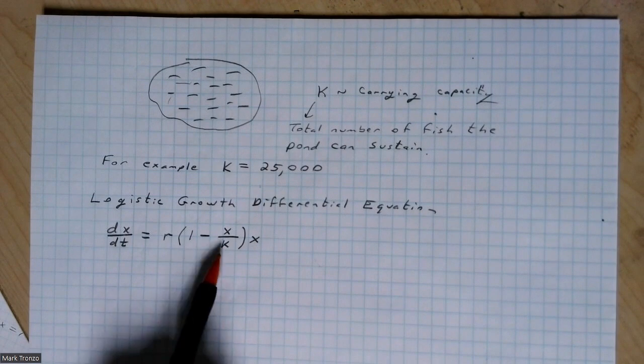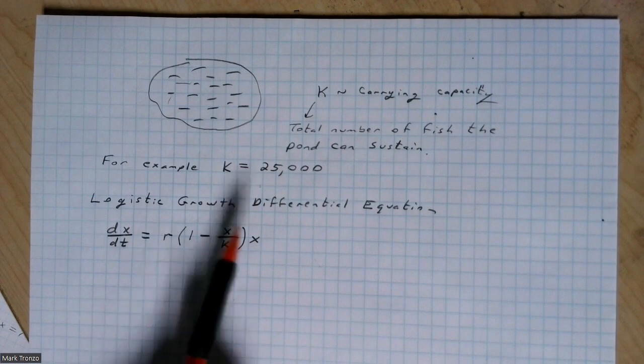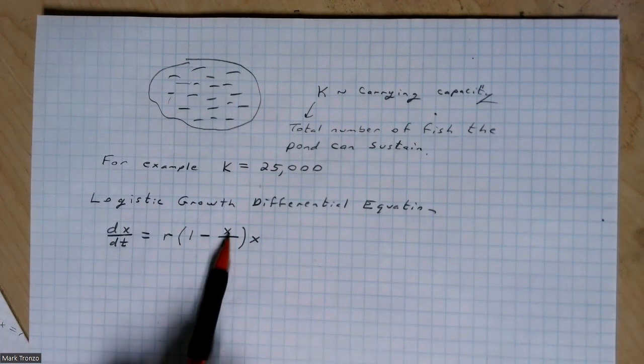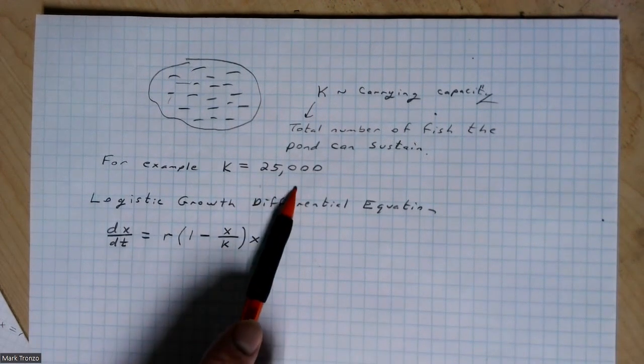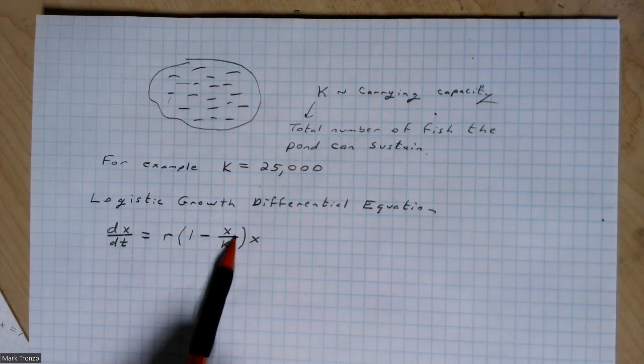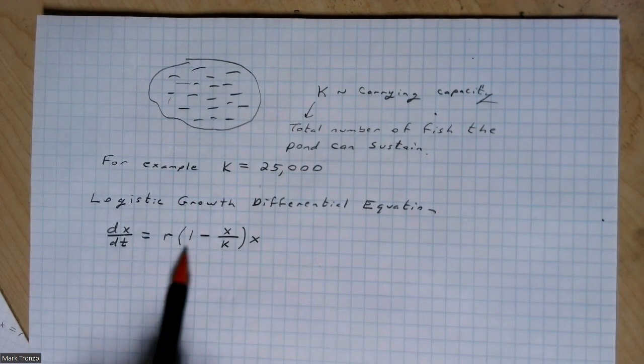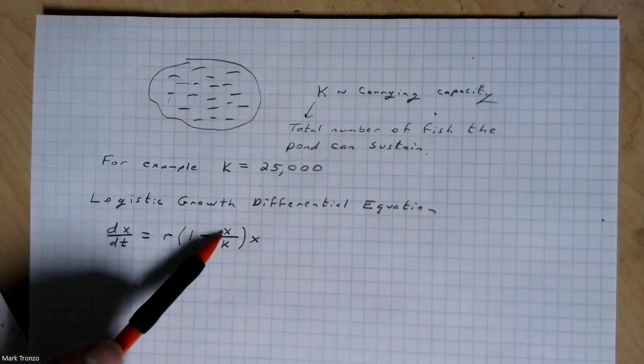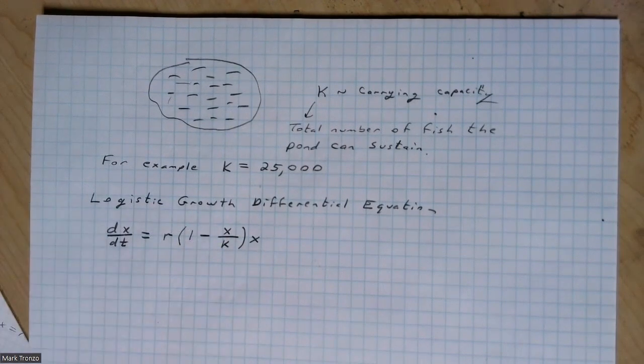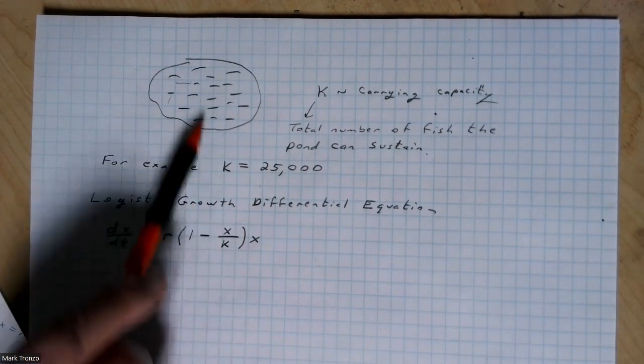And notice what happens with this term here. Notice as X gets closer and closer to K, so let's say in this case, maybe K is 25,000, and let's say the total number of fish in the pond gets to, say, 24,000. Notice this will be very close to 1, maybe a little bit less than 1, and then 1 minus that number is going to be a very small number. And that's going to mean the rate of change at that point is going to be less as X gets bigger. And that makes sense. The more fish in the pond, the slower it's going to grow, because of the limited resources.